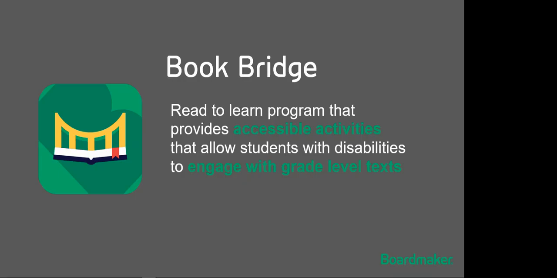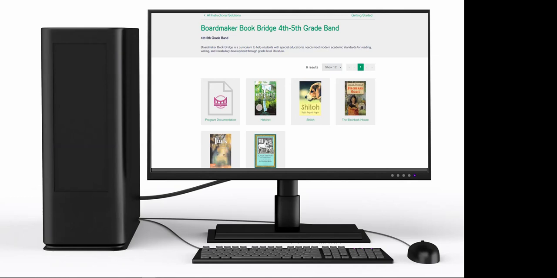Now let's take a closer look at BookBridge. It is that read to learn program that's going to take books that are commonly read in second, third, fourth, and fifth grade, and it's going to give accessible activities to those books. So here is a selection of some of the books that are included for fourth to fifth grade. And let's say for Hatchet, there are chapter by chapter activities to engage your learners, give them accessible ways of learning the vocabulary, demonstrating knowledge, having comprehension types of activities and writing activities connected with each chapter of each of these books.